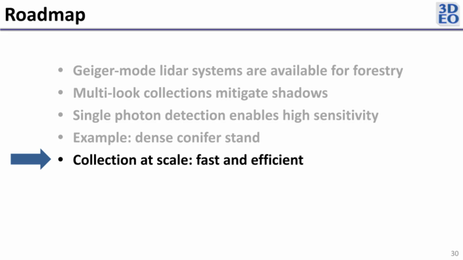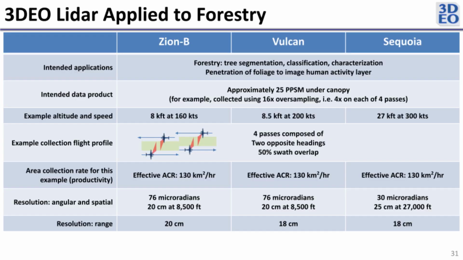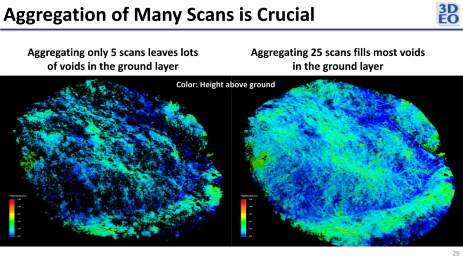All right, so can we do this at scale? And obviously the answer is yes, or I wouldn't be wasting your time here today. But let's take an example with our Vulcan system, and let's say that we wanted to get 25 points per square meter under the canopy on the ground. And let's just say that I'm going to do that by 16x oversampling. By oversampling, I mean, going back to the chart, on this one we did 25 scans, so that's basically 25 times the data density we would have expected if we were just mapping general unobscured surface. So that's 25x oversampling.